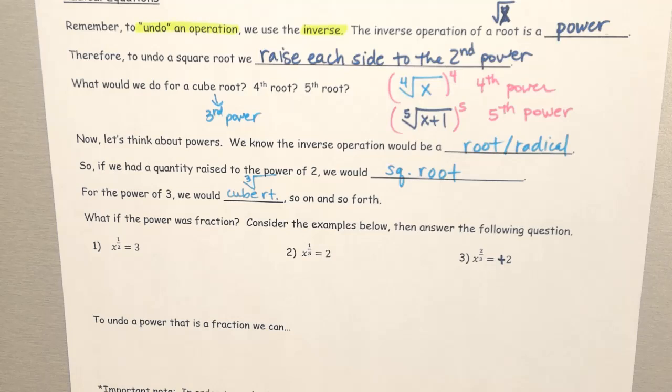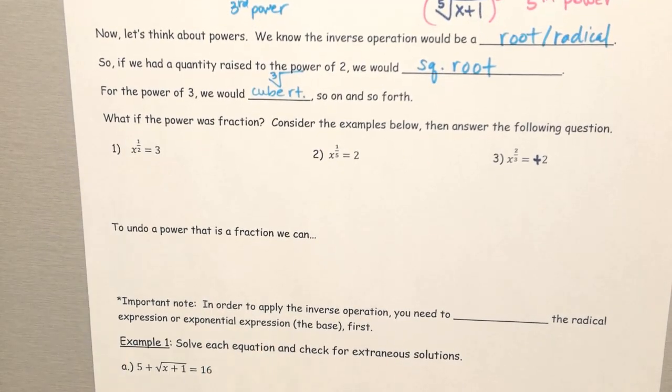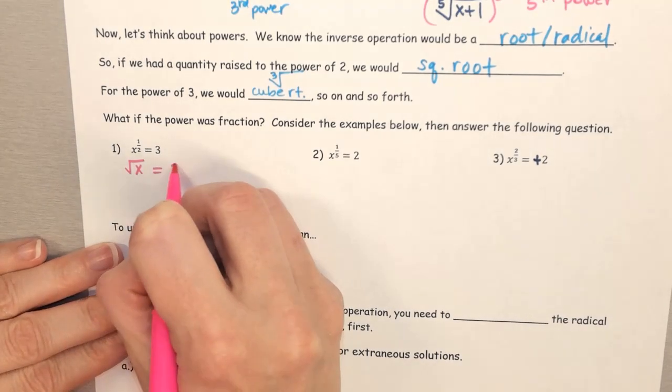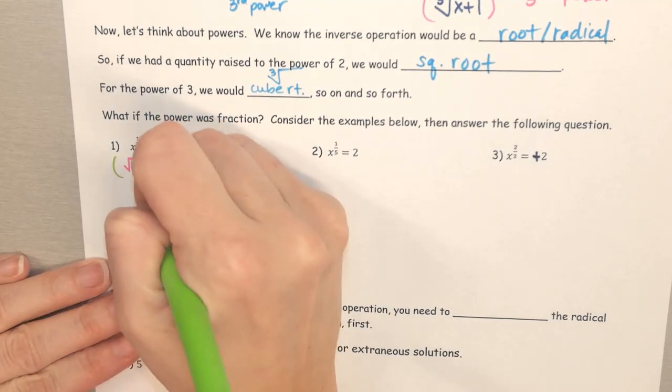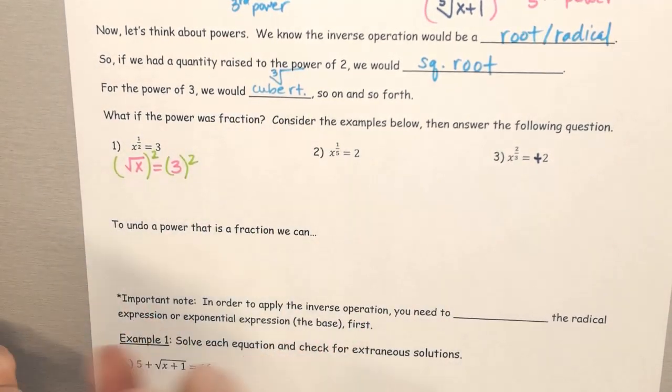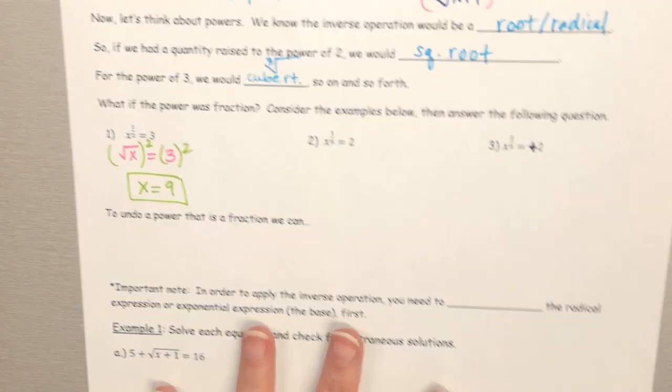Now let's think about if the power was a fraction. We're going to look at the examples below. You have x to the 1/2 equals 3. If you have x to the 1/2 power, that's the same thing as saying the square root, right? So x to the 1/2 is the same thing as the square root of x equals 3. And we just talked about if you have the square root, you're going to raise each side to the second power. So in this case, your x value would be 9.